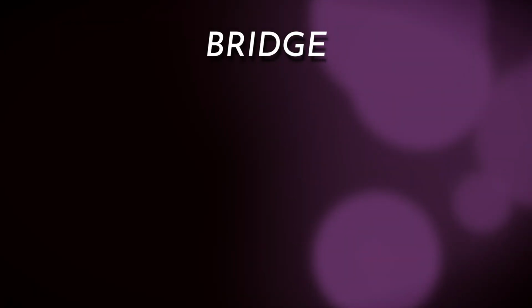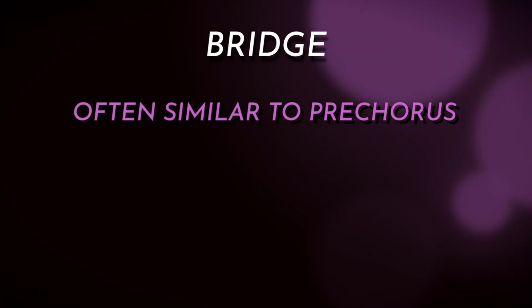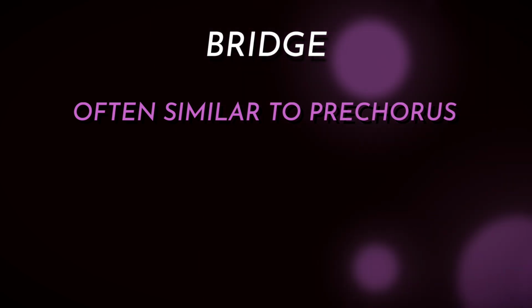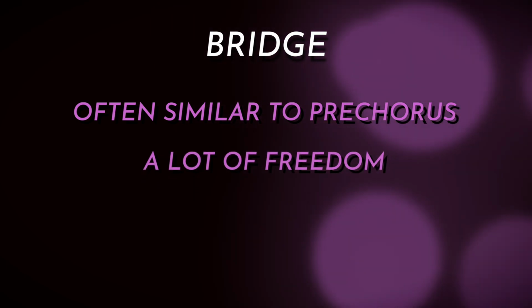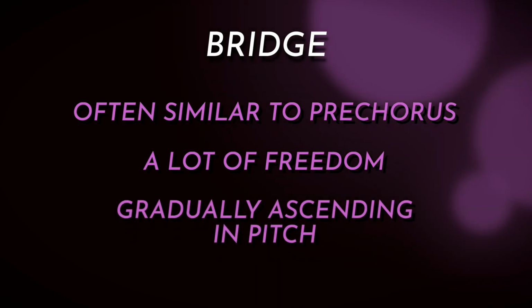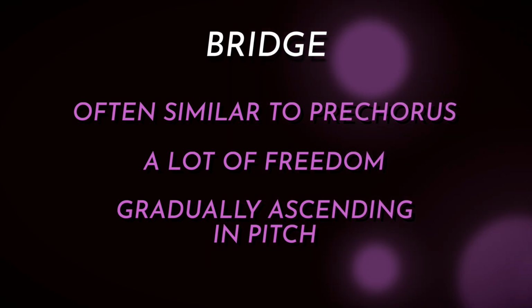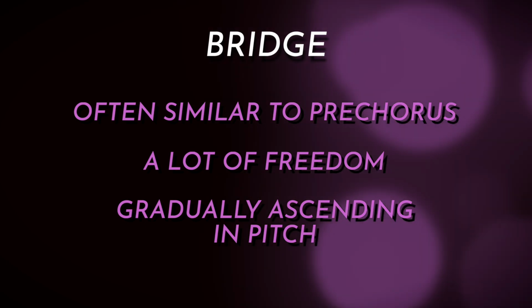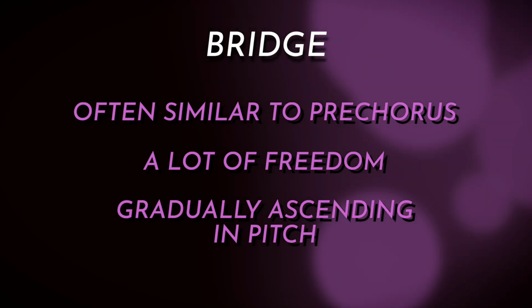The bridge is often somewhat similar to the pre-chorus. However, this varies a lot from song to song, and you have even more freedom here when it comes to the melody. Most of the time, the bridge starts relatively low in energy, and then gradually ascends to prepare us for the final chorus. Once again, ascending melodies work particularly well here, both for the lead vocal melody and any high note ad-libs.